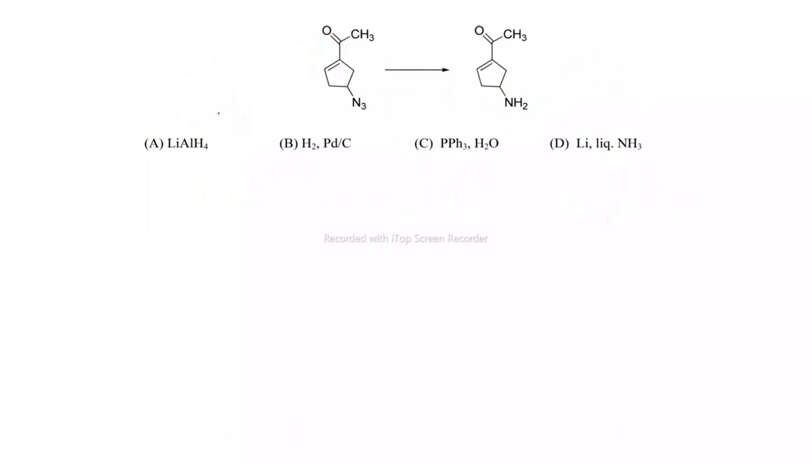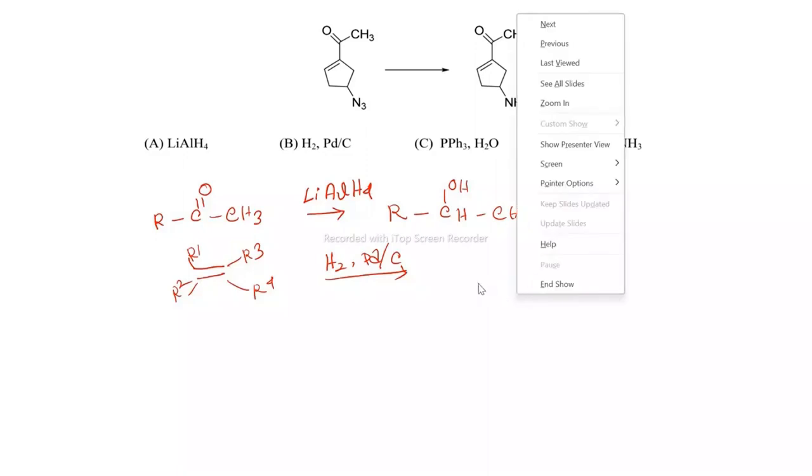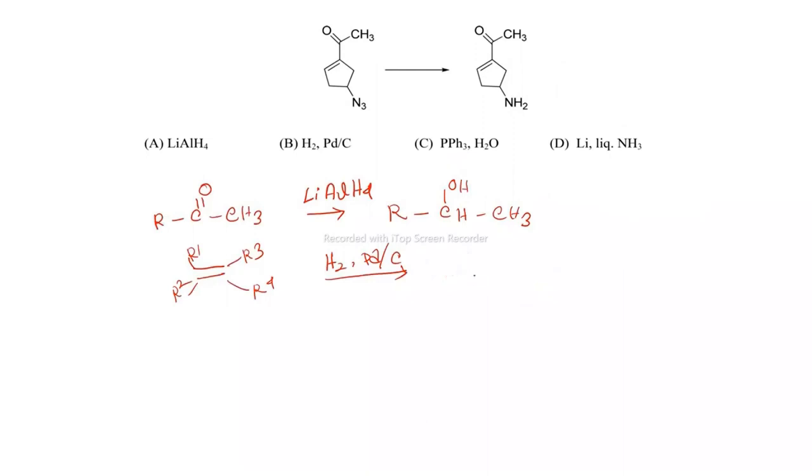Okay. So we have to find out which option is correct. In presence of lithium aluminium hydride, any keto group will be reduced to the corresponding alcohol in presence of LiAlH4. If a double bond is there, if we use hydrogen, palladium, carbon, that time this double bond will be reduced and we will get R3, R4, H, R1, R2 and H.